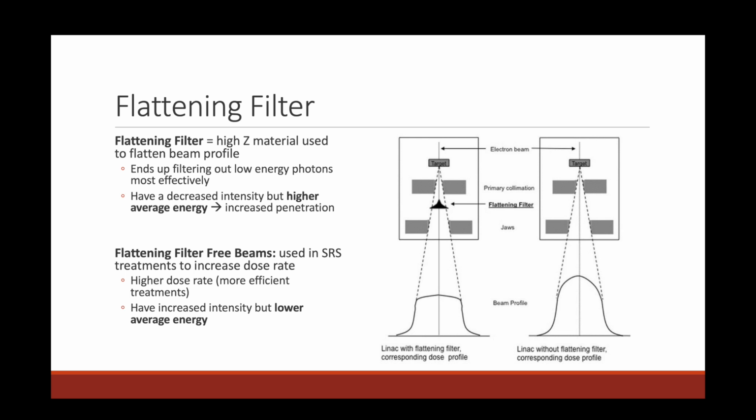Normally we put in a flattening filter to effectively filter out low energy photons and try to create something that looks even along that horizontal profile. That is normally what we use with a flattened beam. For a flattening filter free beam, we take out the filter. It looks more like that natural mountain. It has a lower average energy, but it's a much more efficient treatment, and it can be used for SRS treatments or stereotactic treatments to increase the dose rate and deliver the treatment more efficiently or faster.